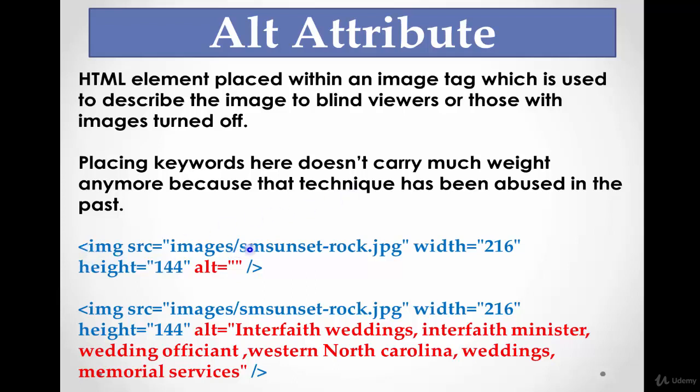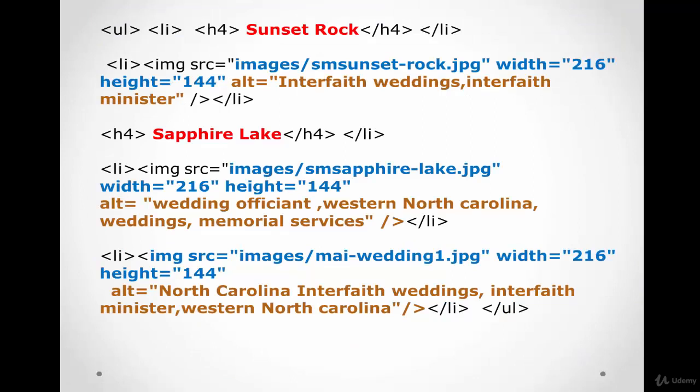For example, here is an image tag, and you'll notice in the alt position there is nothing there. But I have the same image tag, the HTML tag for images, and I added the alt keywords. Interfaith weddings, interfaith minister, wedding officiant, Western North Carolina weddings, memorial services. Like I said, you just never know. And then here's another one where I added the alt keywords in the alt tag, interfaith weddings, interfaith minister.